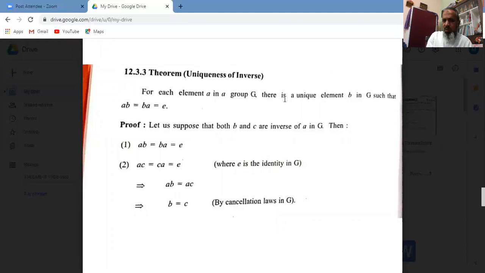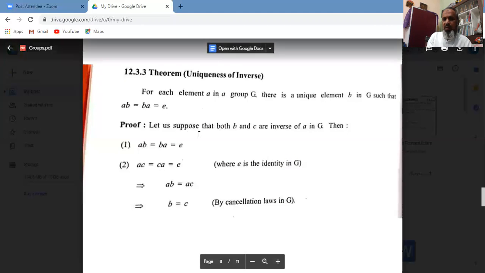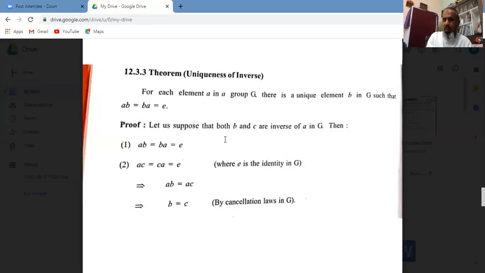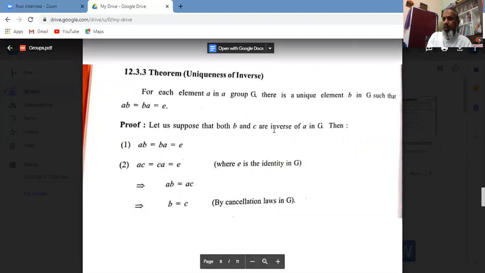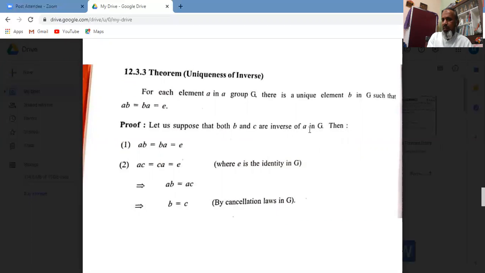Now, to prove this, we are taking two inverses of one element. Just like what we assumed in the uniqueness of identity, where we took two identity elements and found that they are one and the same, similarly here we are taking two inverses of one element in G. Let us suppose B and C are two inverses of A in G.